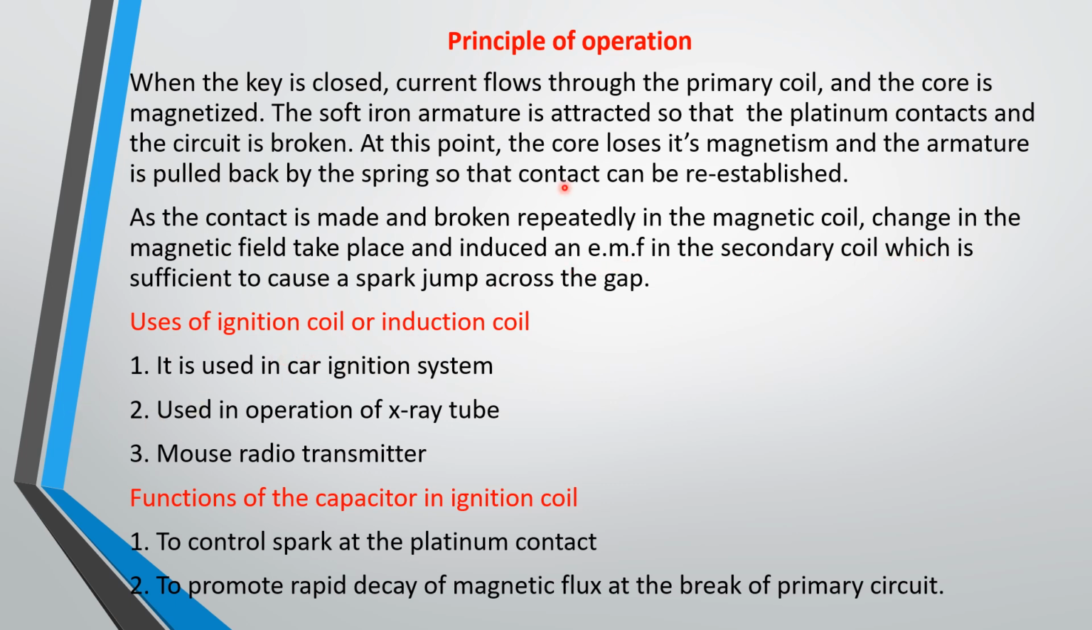Now, what are the uses? Mainly, and this is the most important part, it is used in the car ignition system. It is used in operation of X-ray tube and radio transmitters. Now, the capacitor that is in it is used to control the spark that is produced, and it is used to promote rapid decay of magnetic flux at the break of the primary circuit. Okay, so these are the uses of the ignition coil or the induction coil.